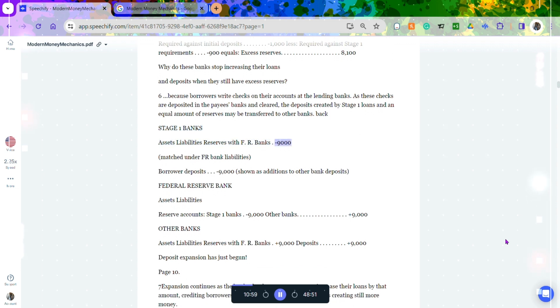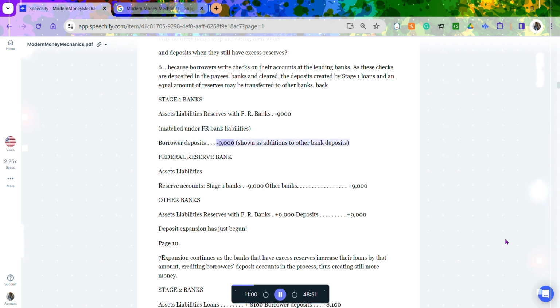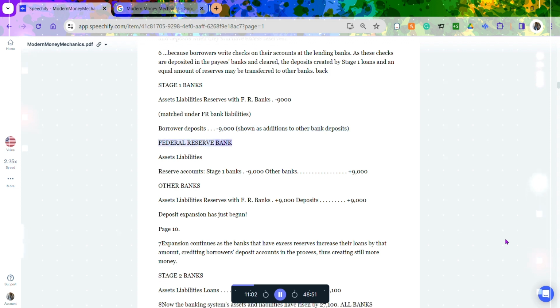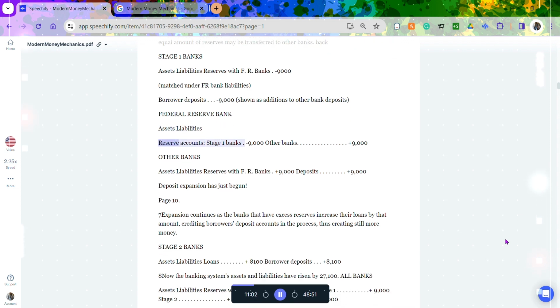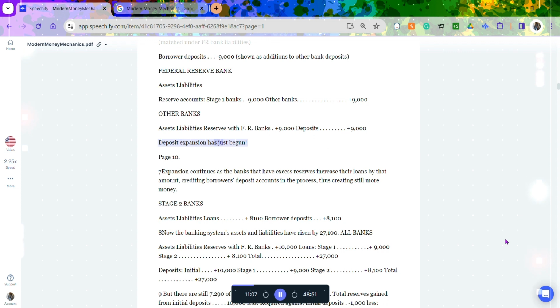Minus 9,000. Matched under FR bank liabilities. Borrower deposits minus 9,000, shown as additions to other bank deposits. Federal Reserve Bank. Assets, liabilities. Reserve accounts, stage 1 banks, minus 9,000. Other banks plus 9,000. Other banks. Assets, liabilities, reserves with FR banks, plus 9,000. Deposits plus 9,000. Deposit expansion has just begun.